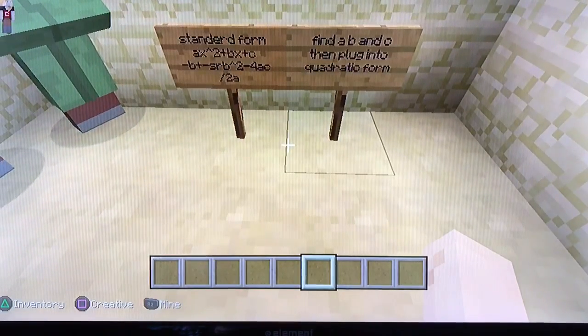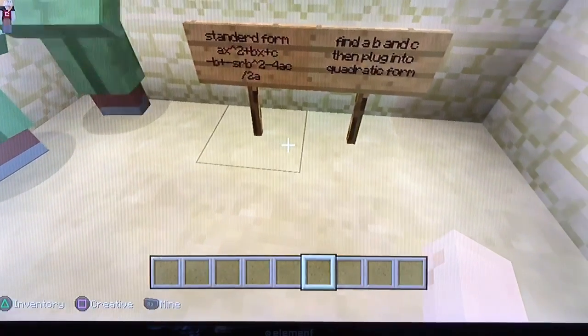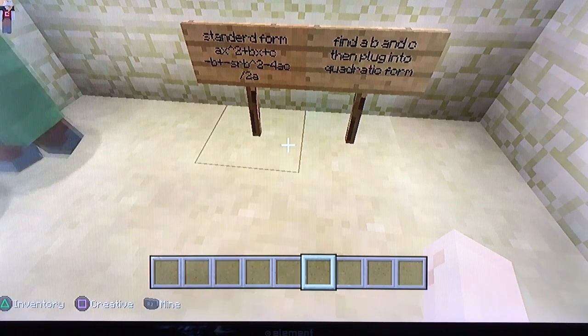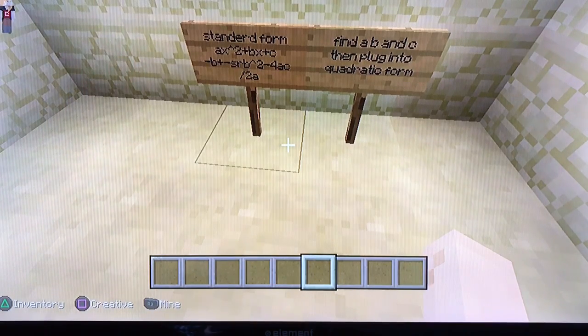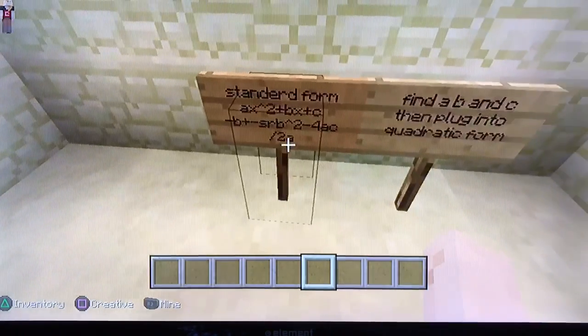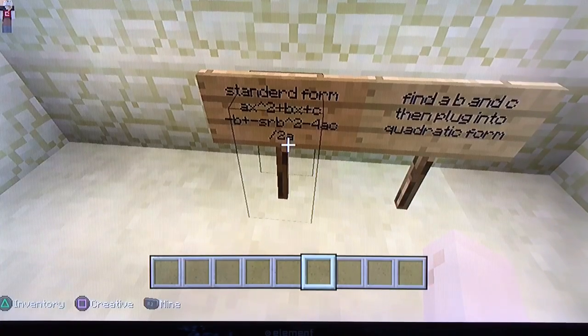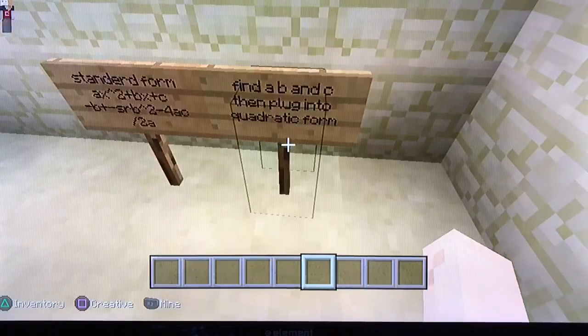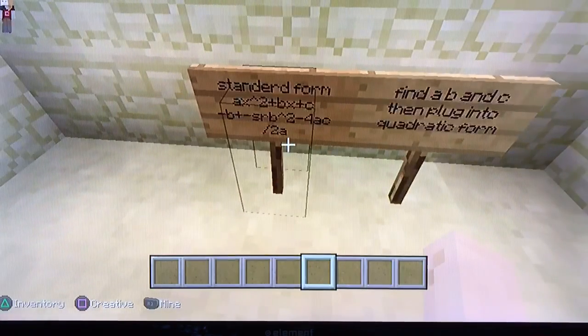Now, to get it into the quadratic formula, you will need to find a, b, and c in your equation using the standard form. So now that you have your a, b, and c, you will put it into the equation for the quadratic function. The equation for the quadratic function is negative b plus or minus the square root of b squared minus 4ac, divided by 2a.